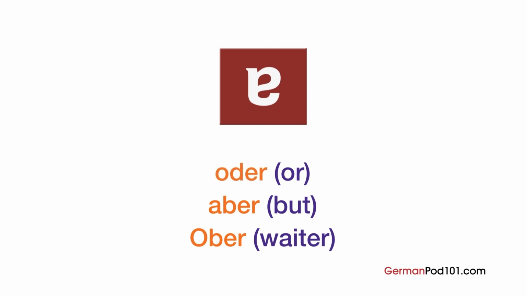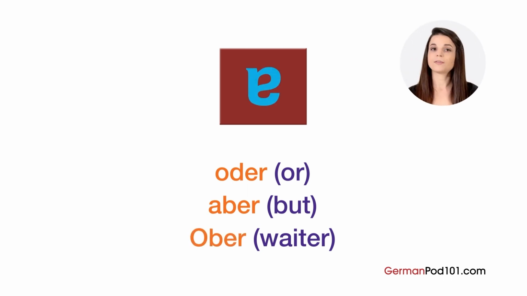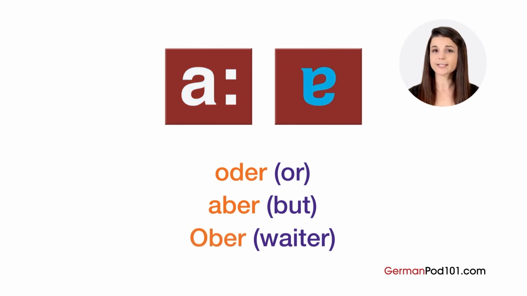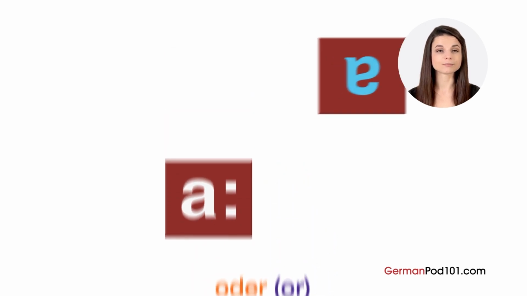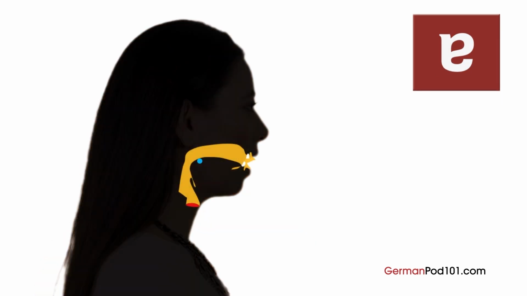The next vowel is A, as in oder, aber, ober. This is identical to the previous sound, except that the tongue is raised a tiny bit higher. The sound typically occurs at the end of a word and is pronounced softly.